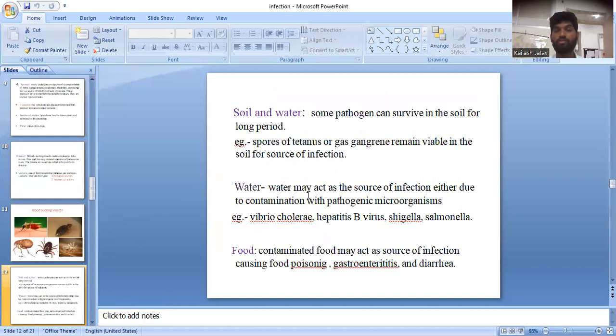Soil and water. Some pathogens can survive in the soil for long periods. Spores of tetanus and gas gangrene remain viable in the soil as a source of infection. Water may act as a source of infection due to contamination with pathogenic microorganisms. Food. Contaminated food may act as a source of infection, causing food poisoning, gastroenteritis, and diarrhea.